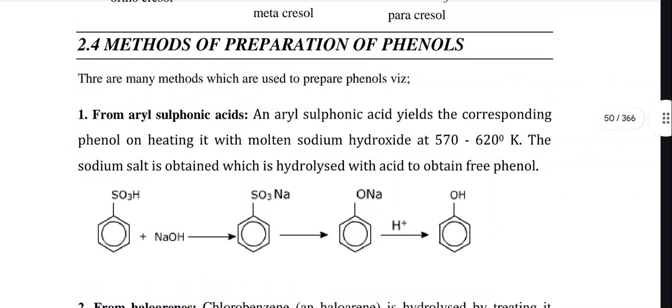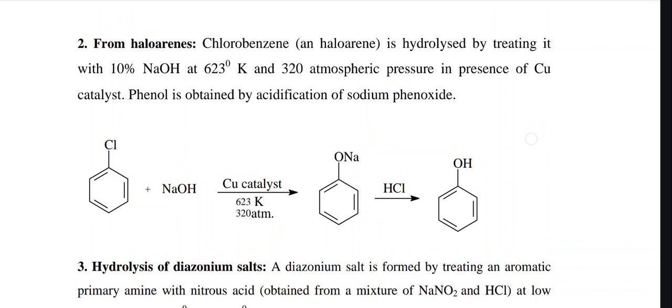Methods of preparation of phenols. There are many methods used to prepare phenols. From aryl sulfonic acid: an aryl sulfonic acid gives the corresponding phenol on heating with molten sodium hydroxide at 560 to 620 Kelvin. The sodium salt obtained is hydrolyzed with acid to obtain free phenol. From haloarenes: chlorobenzene is hydrolyzed by heating it with 10% NaOH at 623 Kelvin and 320 atmospheric pressure in the presence of a Cu catalyst. Phenol is obtained by acidification of sodium phenoxide.